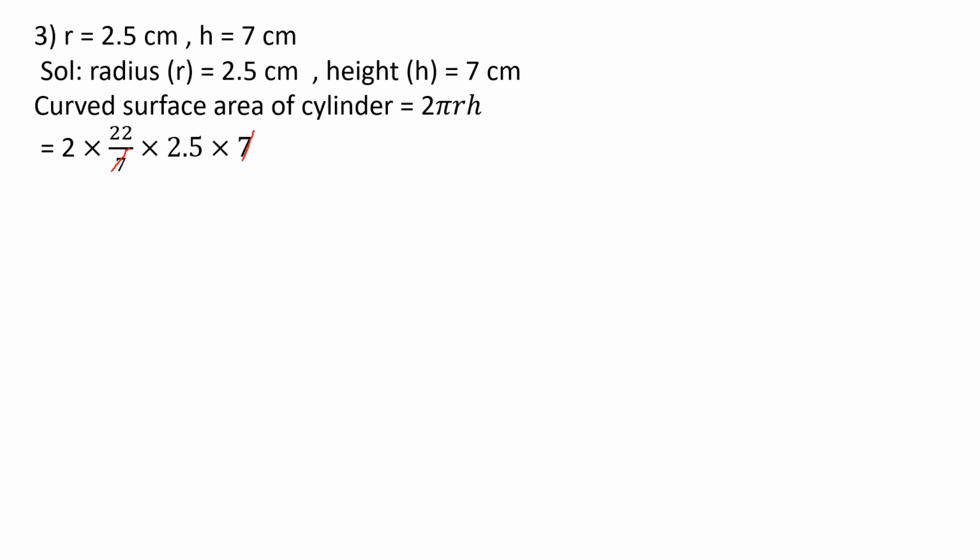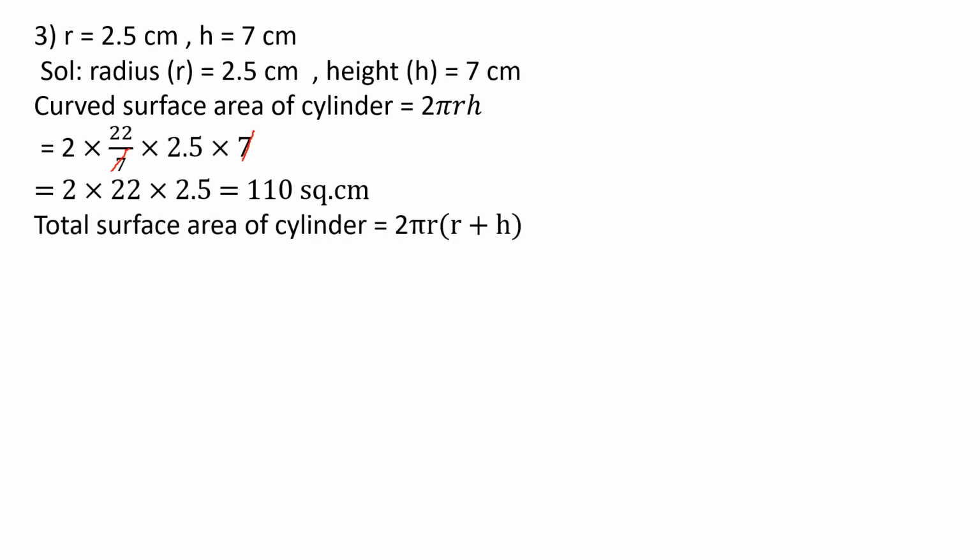So what you get, 2 into 22 into 2.5. So you'll multiply. So you'll get 2 into 22, student, you'll get 44 into 2.5, you'll get 110 square centimeter. Okay, now we'll find total surface area.